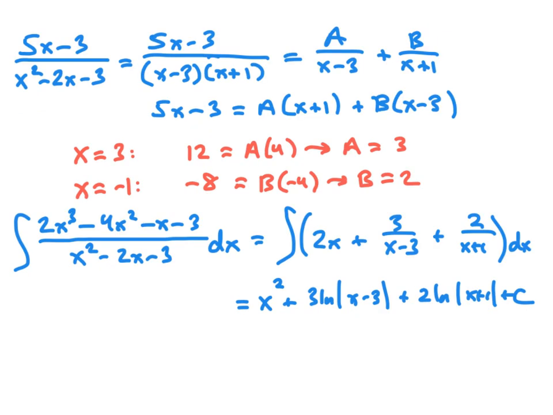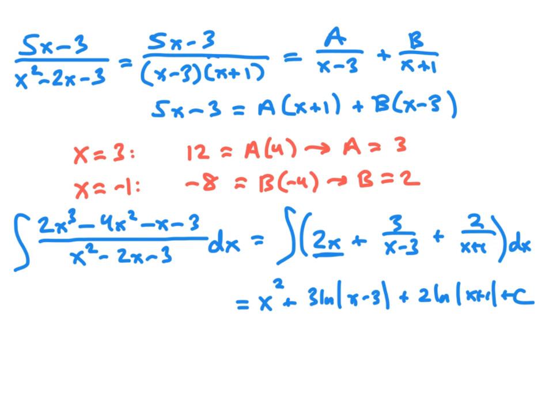The denominator factors as x minus 3 times x plus 1. So our partial fraction decomposition will have the form a over x minus 3 plus b over x plus 1. We can multiply through by the denominator to get 5x minus 3 equals a times x plus 1 plus b times x minus 3. Letting x equal 3 in that equation will tell us that a is equal to 3. And letting x equal negative 1 in that equation will tell us that b is equal to 2. We can substitute those two quantities back into our partial fraction decomposition. And we do need to remember that we have this 2x term as well from the quotient from the long division that we had earlier.